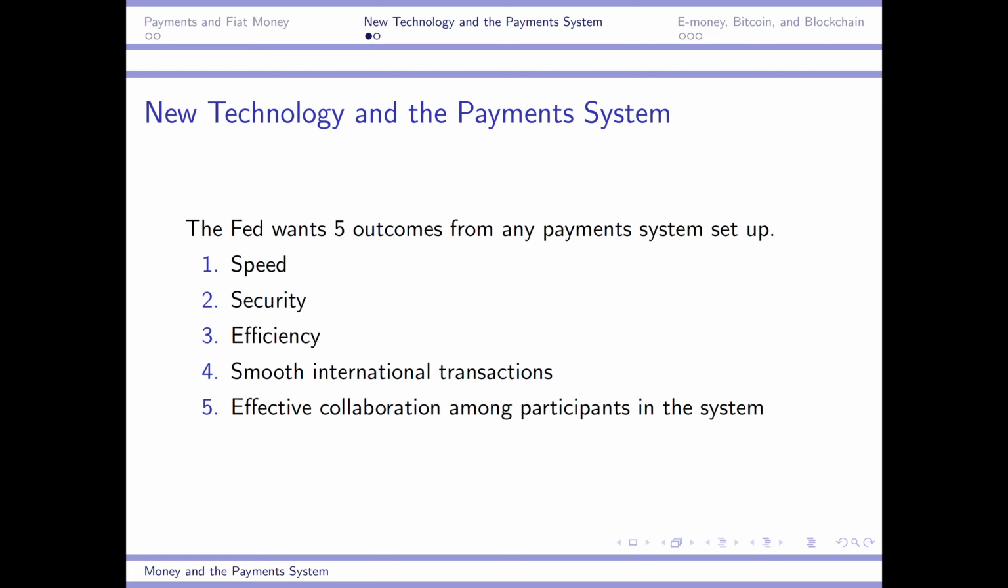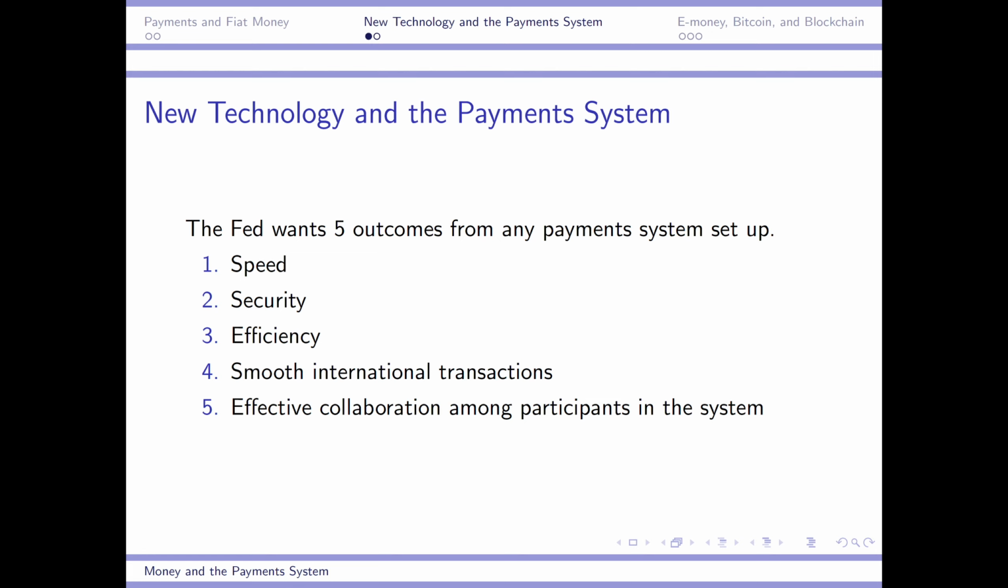Now, technology does have a very important role in the payment system, and there are a lot of very intelligent people, much smarter than me, who are looking at ways to speed up the payment system in the US economy. And the Fed has given out a few directives for any developments in the payment system to meet these five features. First, they want it to have increased speed, to be very quick. Two, that it's secure so that people can't hijack the payment system and steal everybody's money. Third, that it's efficient, that it's not clunky and difficult to access. Fourth is that it's easy to create international transactions.